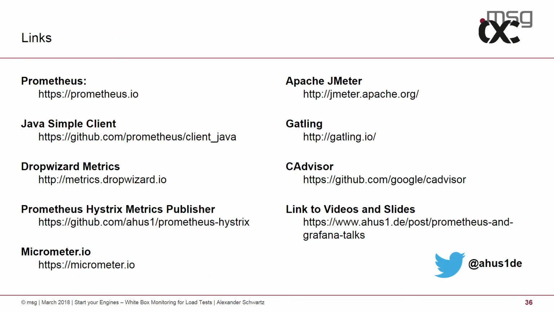All right. So this is now a list of links, and again, my Twitter handle. I will post the slides of today on Twitter. So we've seen Prometheus and the Java Simple Client. Full disclosure now: for the Prometheus Hystrix metrics publisher, I took over maintenance of that library, so I'm a co-maintainer. And the same goes for all the other tools you've seen here today.